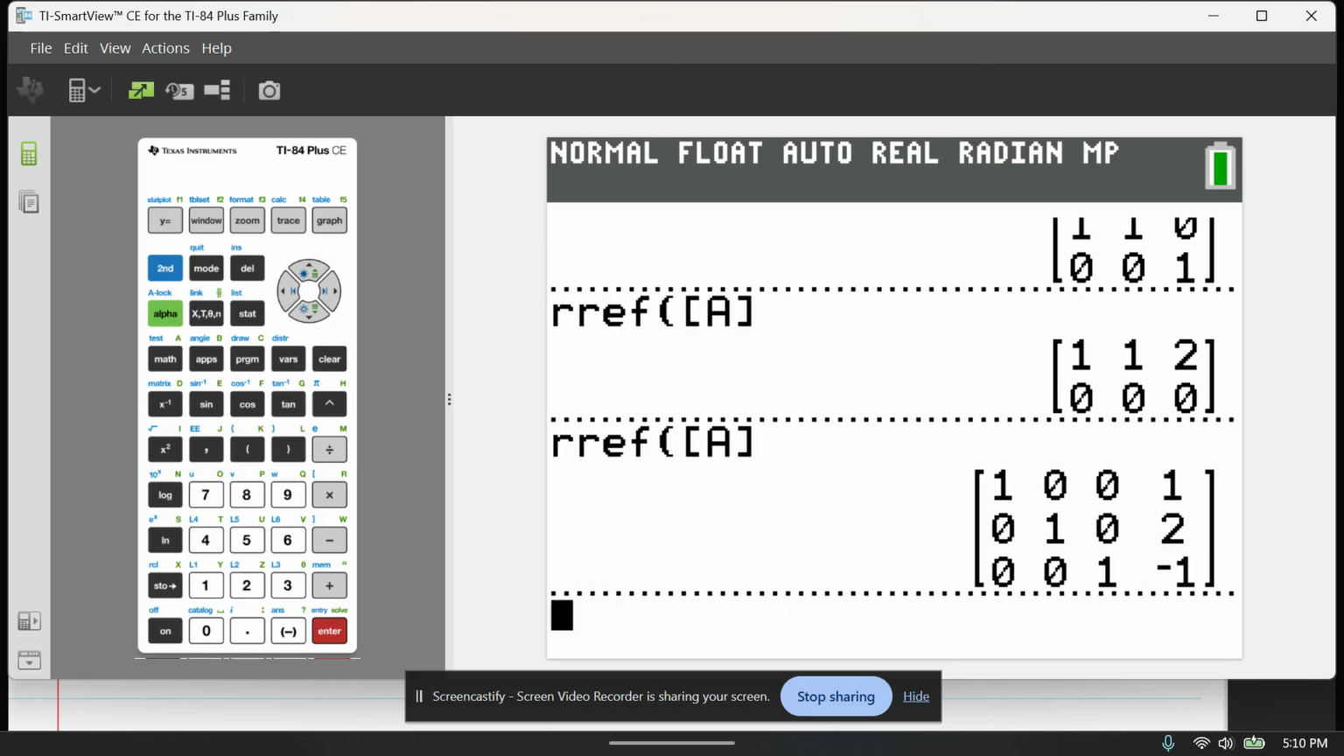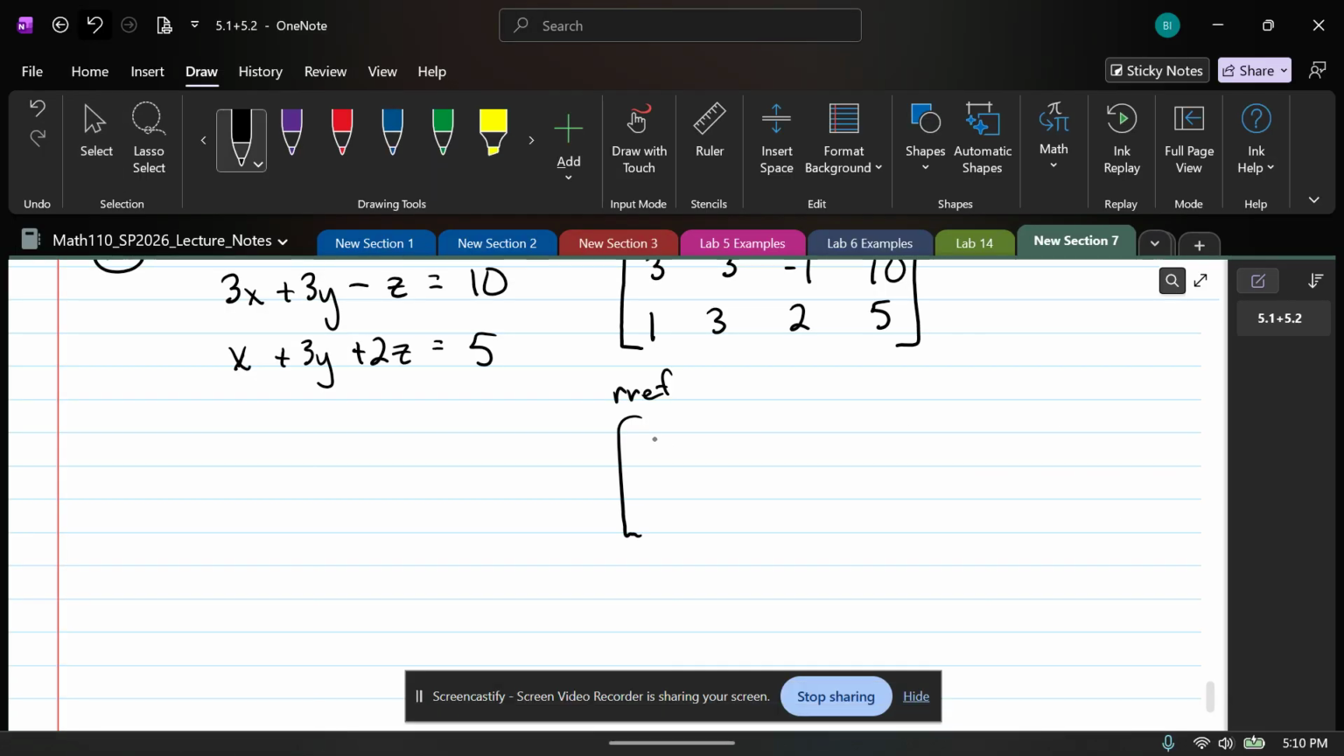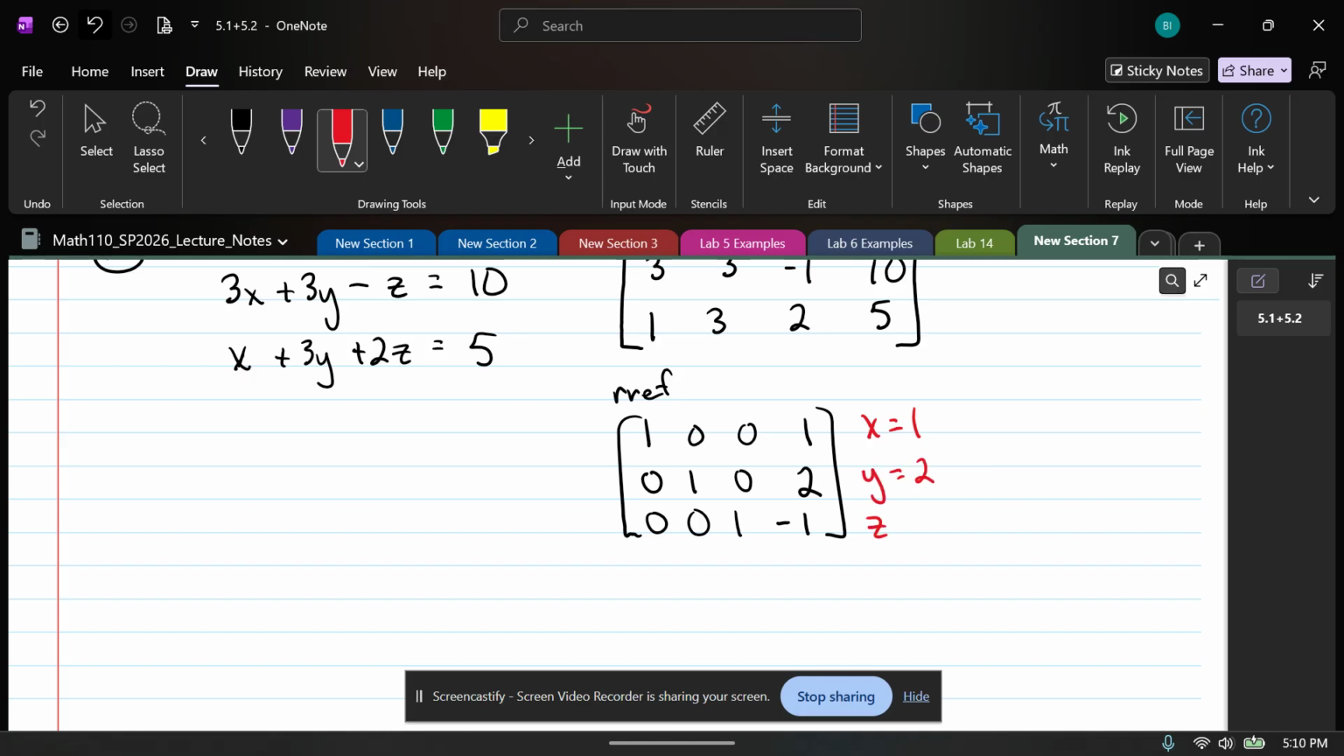And there I have that reduced row echelon form. That first row is 1, 0, 0, 1. The second row is 0, 1, 0, 2. The third row, 0, 0, 1, negative 1. What that first row tells me is that x equals 1. The second row tells me y equals 2. The third row tells me that z is equal to negative 1.